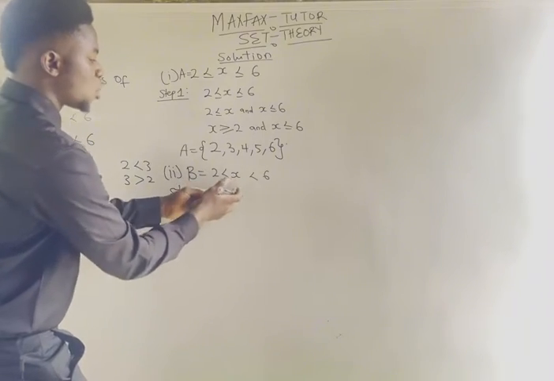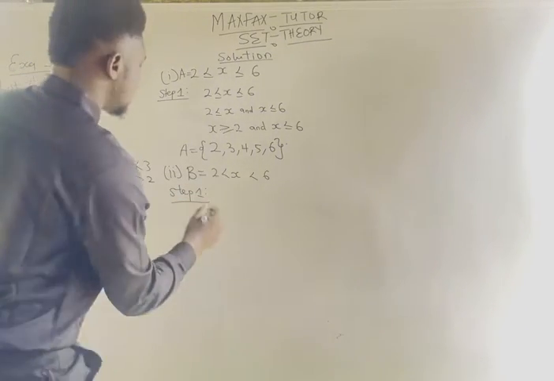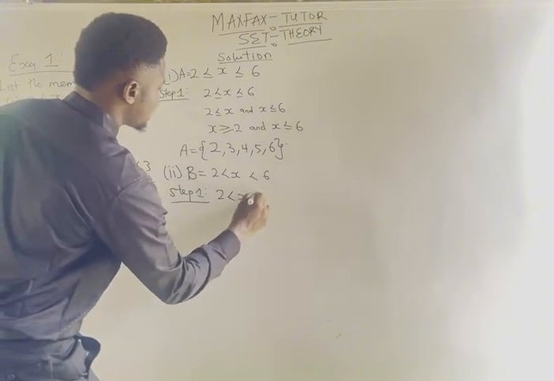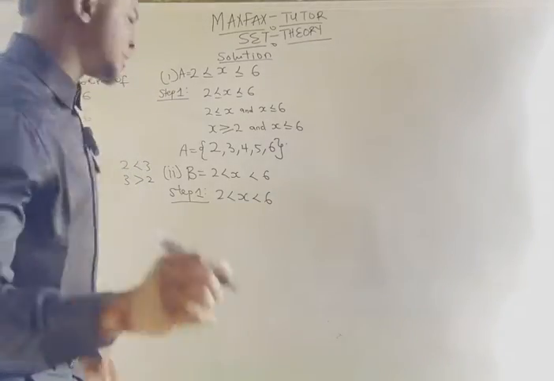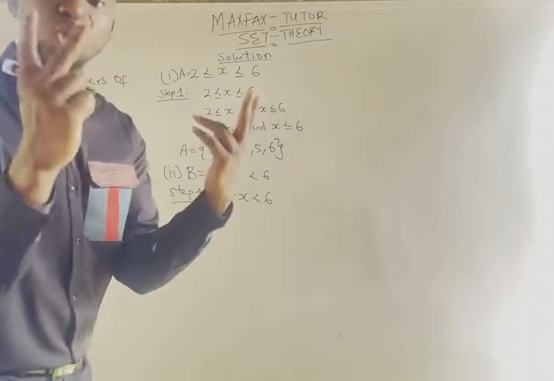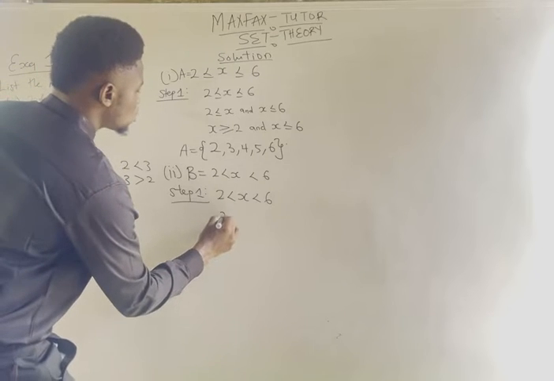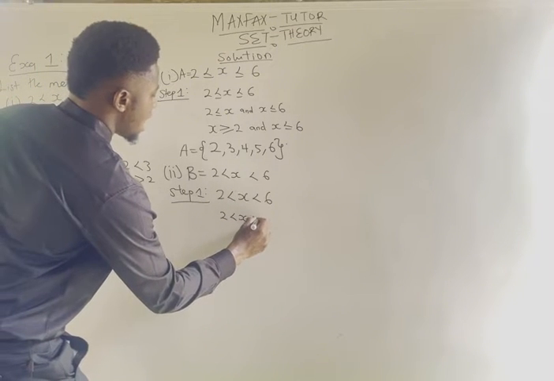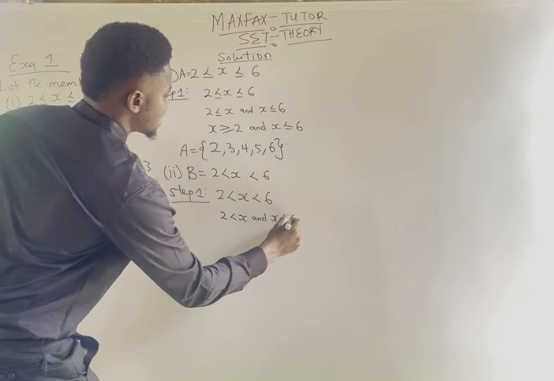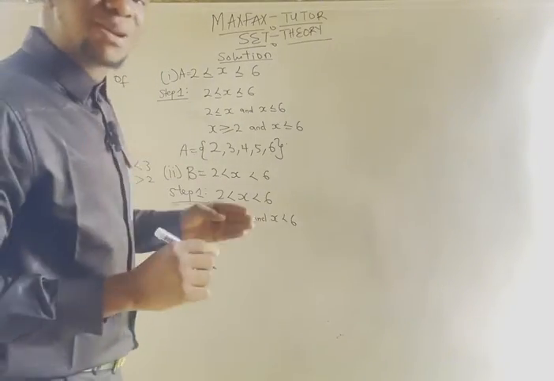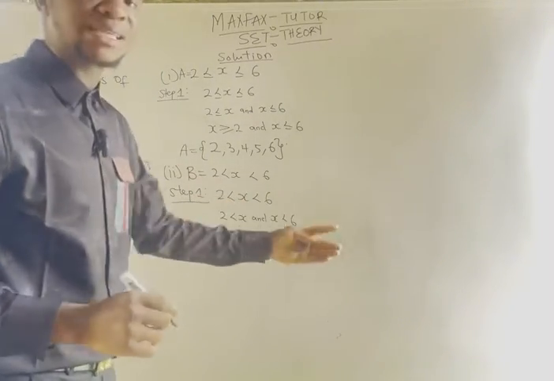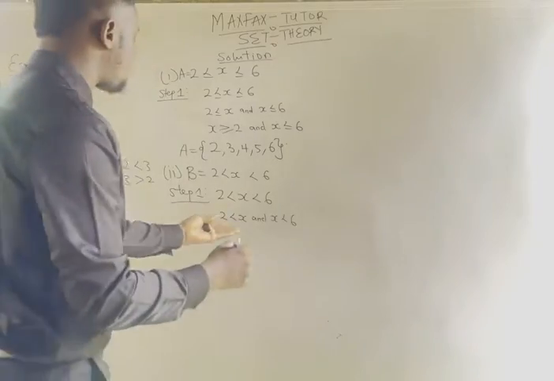This question given to us, we are going to rewrite it out. This will be 2 less than x less than 6. Then we are going to split this x into 2 parts. This will be 2 less than x and x less than 6. Then after we have split this x into 2 parts, we are going to rewrite the first part.